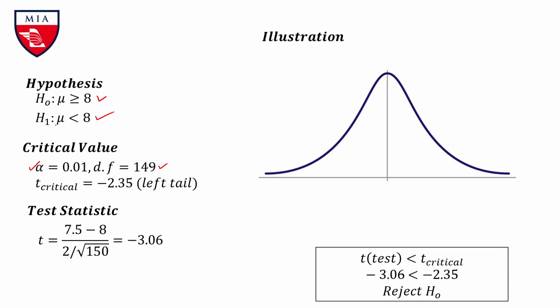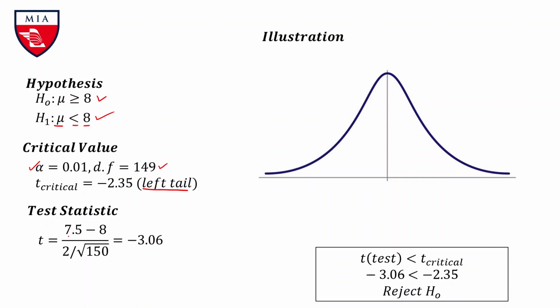Next, we need to find the t critical. Here the parameter is less than 8, or the parameter is less than the value. Therefore, we will have a left-tailed test. In order for us to find the critical value, we will seek what? The table. If you use the t table, you will get the value of t critical equal to negative 2.35. So just use the t distribution table using the one-tail t-test.